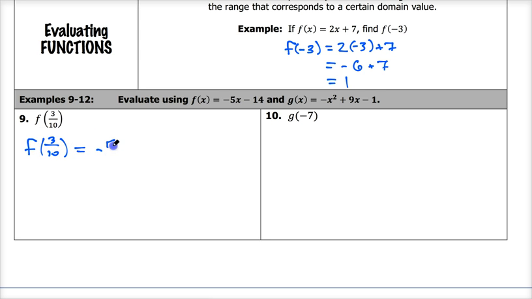So we'll take negative 5 times 3/10 minus 14. Negative 5 times 3/10 gives us negative 3/2. And negative 3/2 minus 14 becomes negative 31/2.